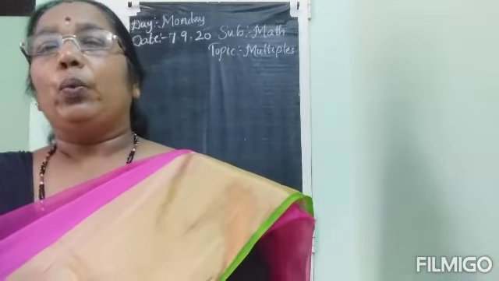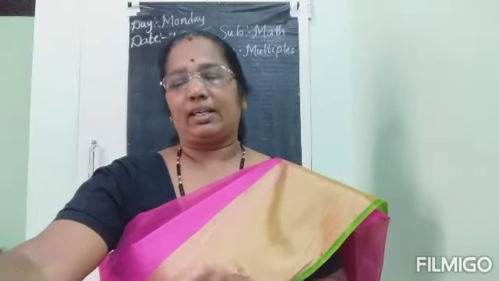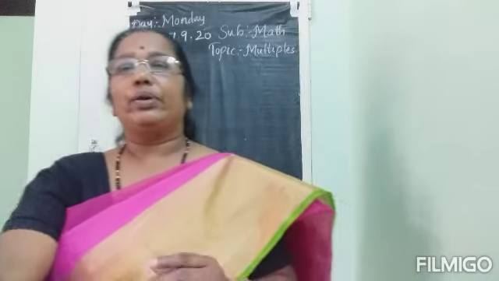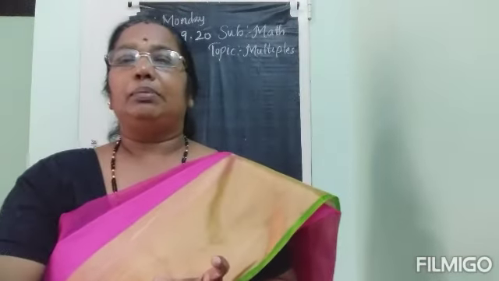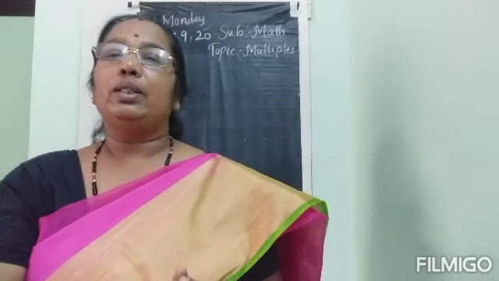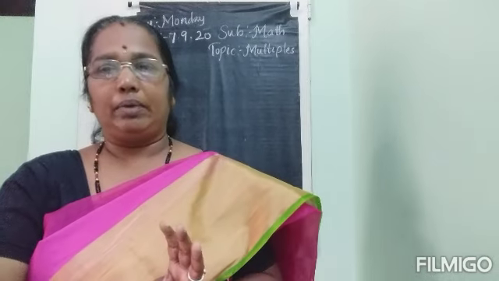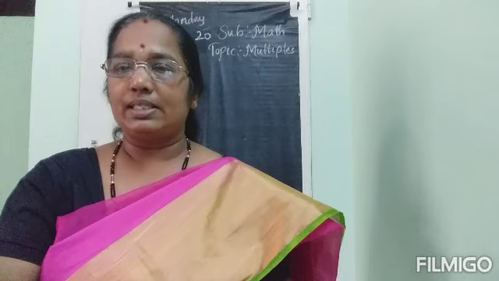Children, I hope you all have learned chapter 3 completely, and I hope there are no doubts in that. Now we will go to chapter 4, where we are going to see divisibility, multiples and factors. First, we are going to see what is divisible. Divisible means that your number is divided by another number without leaving any remainder. Without leaving any remainder is called divisible.